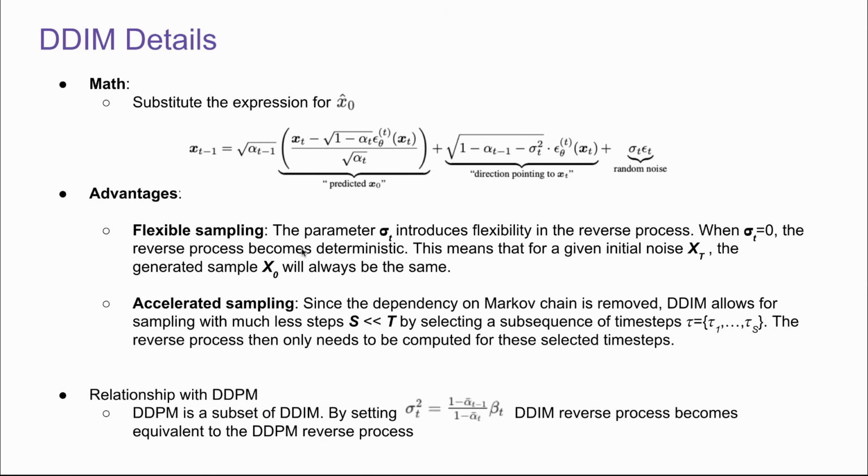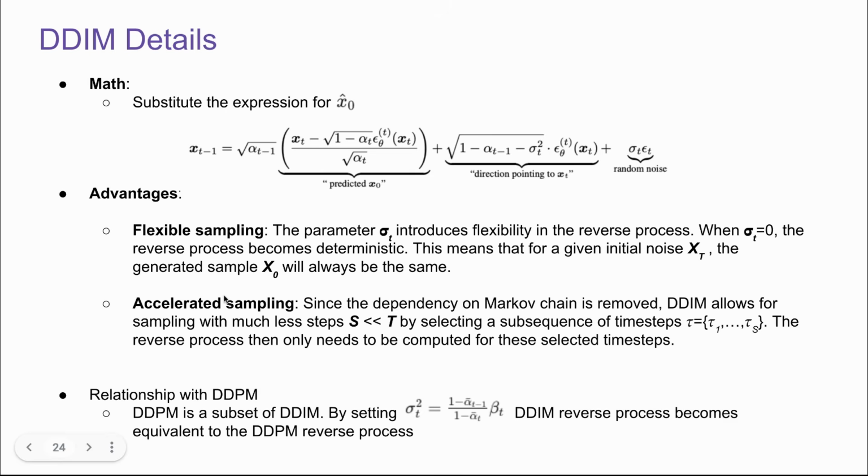So the advantage here is first, it allows flexible sampling. The parameters sigma t introduce flexibility in the reverse process. When sigma t equals to 0, the reverse process becomes deterministic. This means that for a given initial noise xt, the generated sample x0 will always be the same.